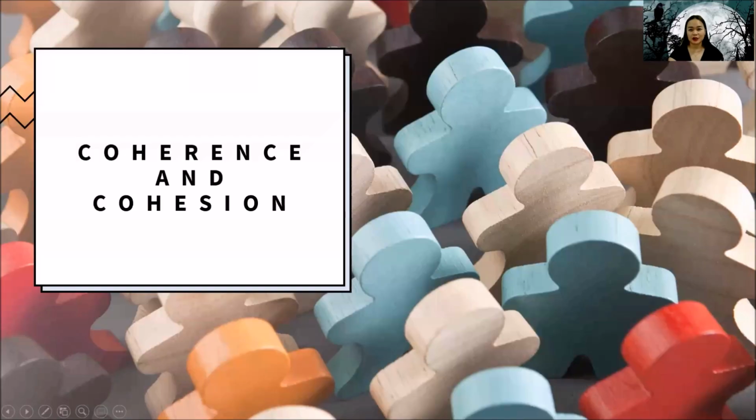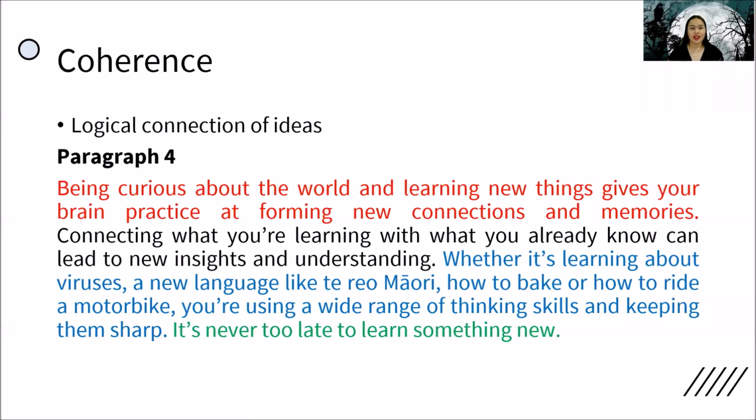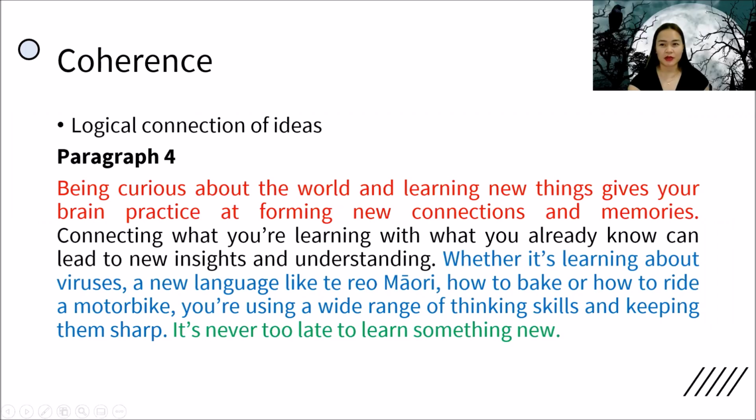Okay, so this is the coherence and cohesion of a text. All right, coherence. Coherence is defined as the logical connection of ideas, meaning your ideas flow smoothly, right? Why don't we look at this together? Look at paragraph 4 together. I actually color code the sentences.